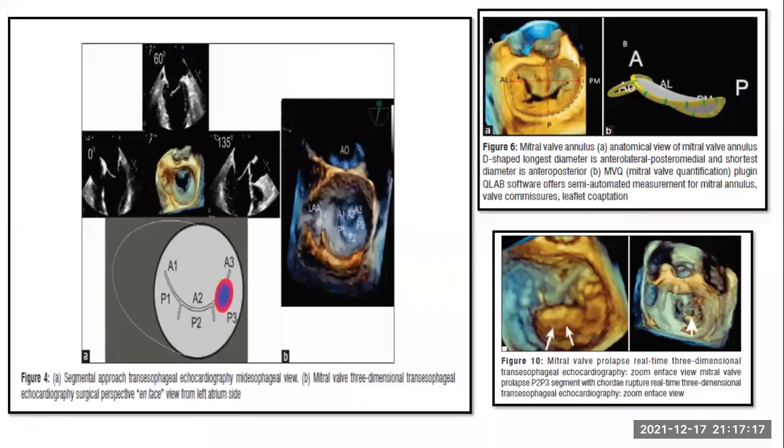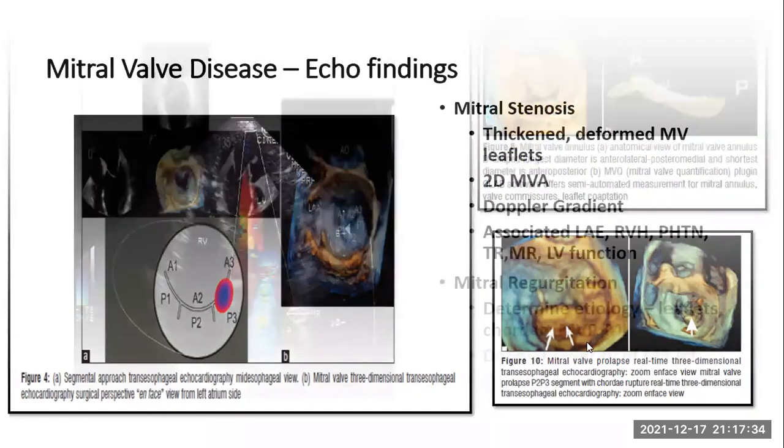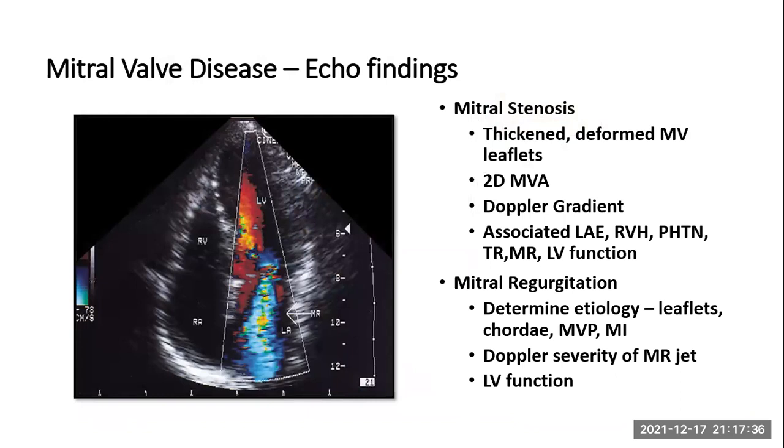So to have a good idea about the mitral valve, we need, of course, the most important tool, which is echo. Transthoracic echo is important, and 3D echo is also very interesting in these cases. So, mitral valve disease and some echo findings. When we talk about mitral valve disease, we talk mostly about mitral stenosis and mitral regurgitation.